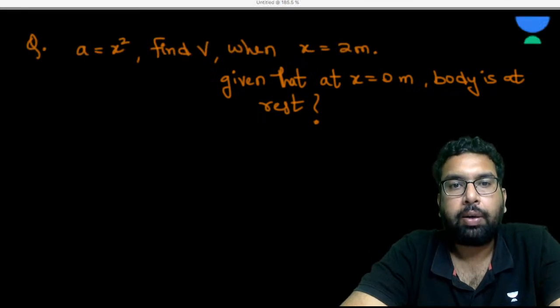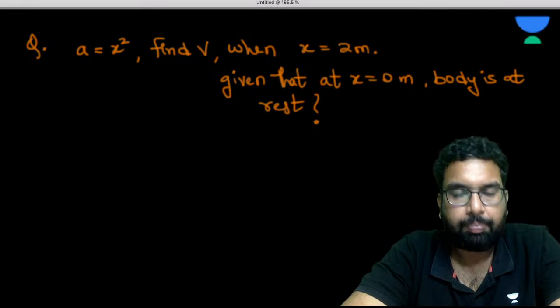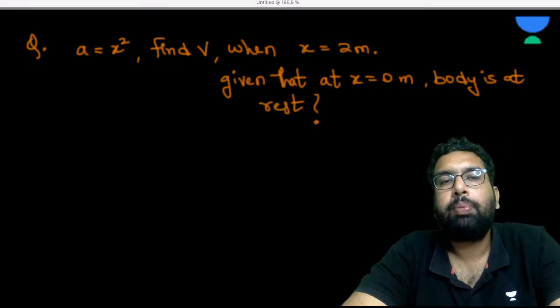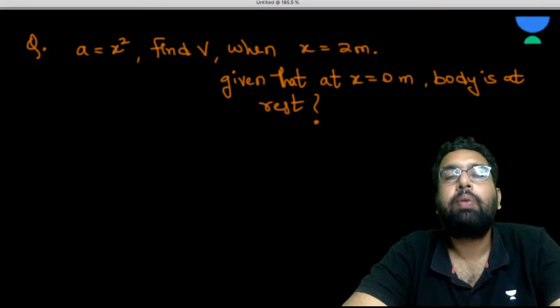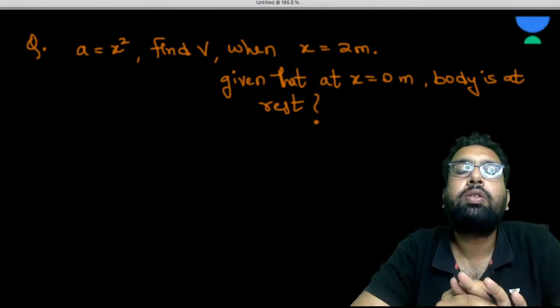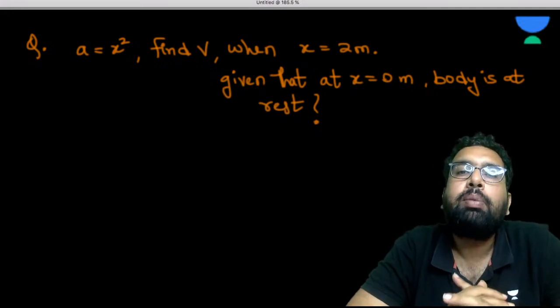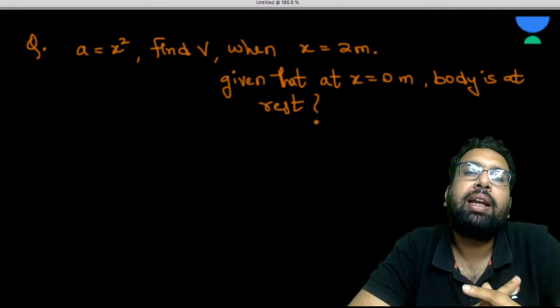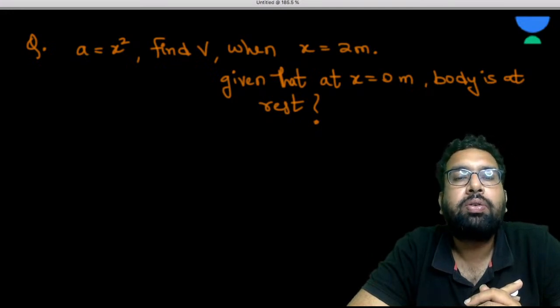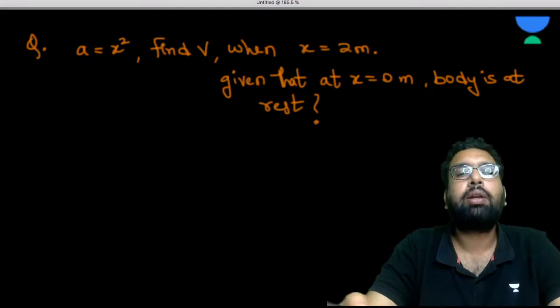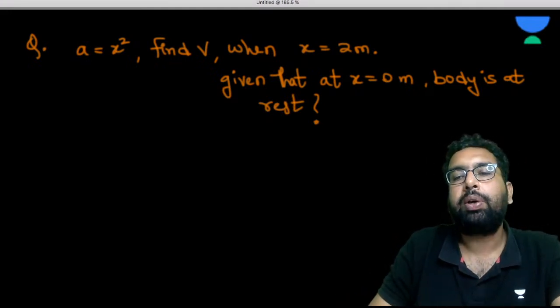So see how we can do it. Very, very simple. What happens here is the student makes a mistake. Here acceleration is given as a function of x, not as a function of time. In previous questions, acceleration and all these things were given as a function of time. Here, in this case, it is not given as a function of time. Now, what are we supposed to do?